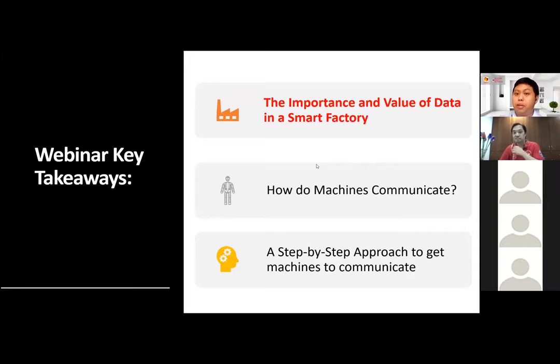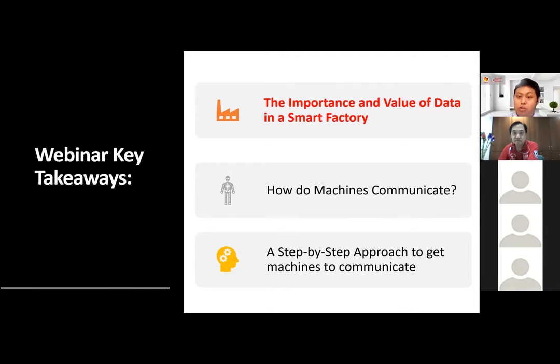One of them will be the importance and value of data in a smart factory. I think that is a very important topic because many people always think that Industry 4.0 is all about automation. However, we usually provide a different perspective, where Industry 4.0 is more about data and connectivity. Automation is actually part of Industry 3.0, which I will talk about a bit more later.